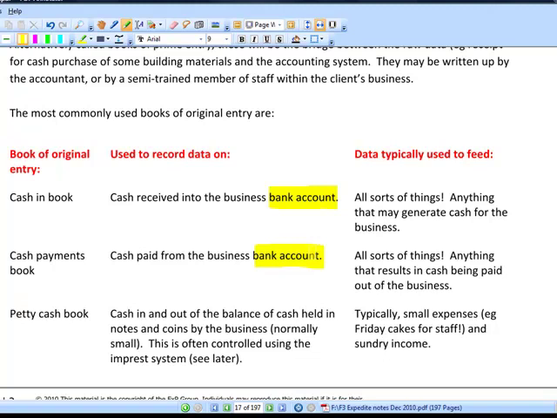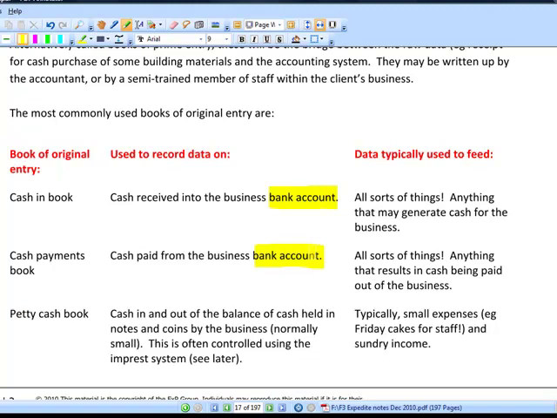So the cash in book records the sources of money going into the bank account. The cash payments book covers all sorts of things, but typically recurring transactions like salaries, purchases of inventory for resale, and payment of rent. We'll record it in the cash payments book with the amount of cash going out, and some sort of description of where it went to.